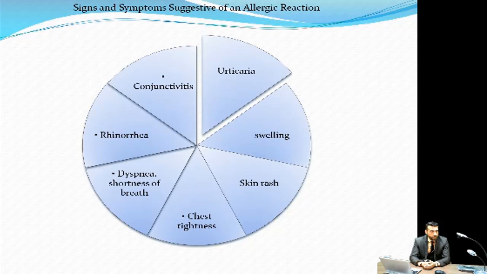Urticaria, which is the itching sensation of the skin and mucous membrane. Swelling, skin rash, erythema, chest tightness, dyspnea, which is difficulty and shortness of breathing, rhinorrhea, which is excessive leak of fluid from the nostril, and inflammation of the conjunctiva, which is called conjunctivitis. Any one or more of these signs and symptoms is suggestive of an allergic reaction.